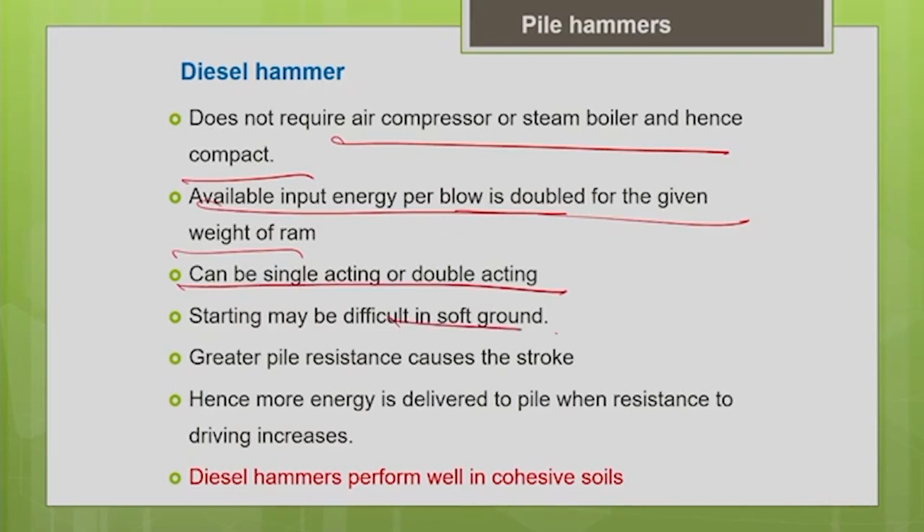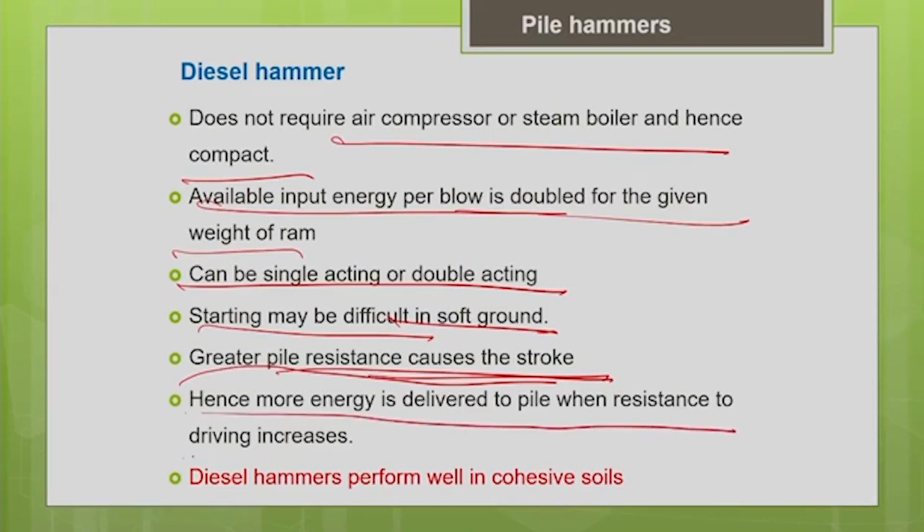As I told you, in soft ground, the initiation of the process is difficult. If the pile resistance is greater, if the soil is more cohesive, if the driving resistance is more, that will result in a better stroke, better rebound, and more energy delivery. Hence, more energy is delivered to the pile when the resistance to driving increases. This will happen in cohesive soil. So, diesel hammers perform better in cohesive soil than in soft ground.